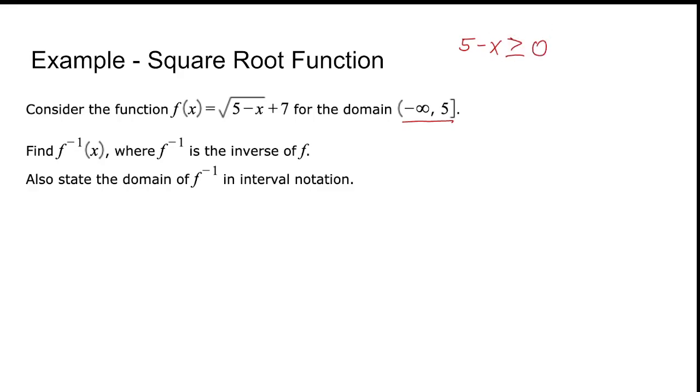They solved this. Again, I did this earlier. Let's just add x to both sides. So 5 is greater than or equal to x, or x is less than or equal to 5. Here's 5. 5 is included, and this part, everything less than that, all the way to negative infinity. So that's how they got the domain. And now they want us to find the inverse of this function. So we'll go ahead and do that.